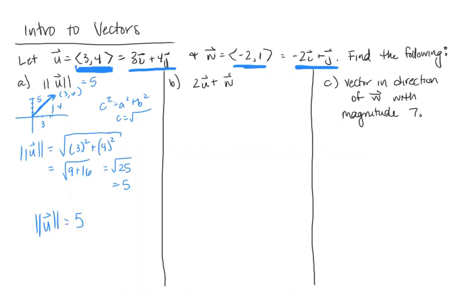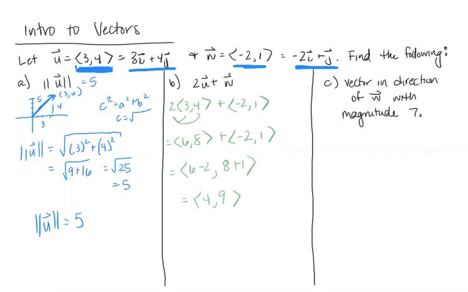For part B, we are going to do a little bit of arithmetic. So we're going to do 2u plus w. I'm going to write this as 2 times that vector 3, 4 plus w, which is negative 2, 1. I'm going to distribute this 2. So I have 6, 8 plus negative 2, 1. Then I'm going to add the x component, so 6 minus 2. I'm going to add the y components. So I get 4 and 9, and that is equal to 2u plus w.